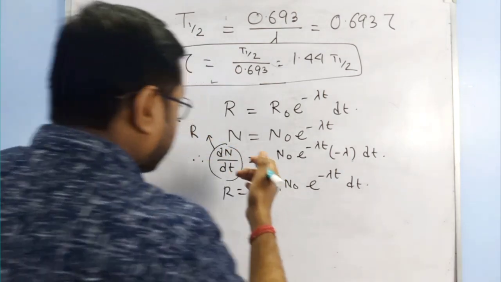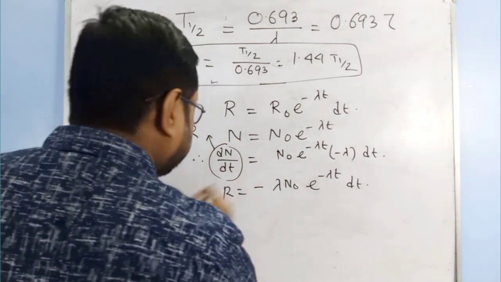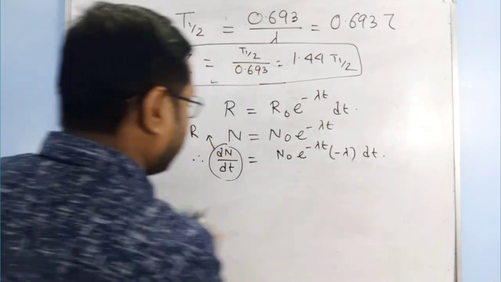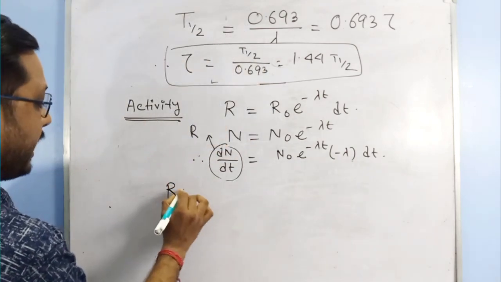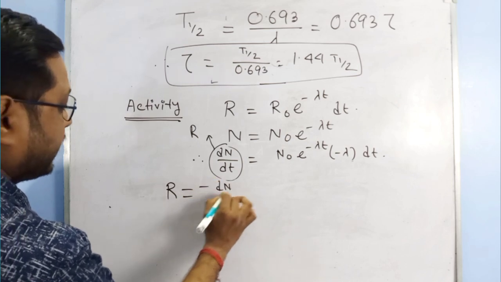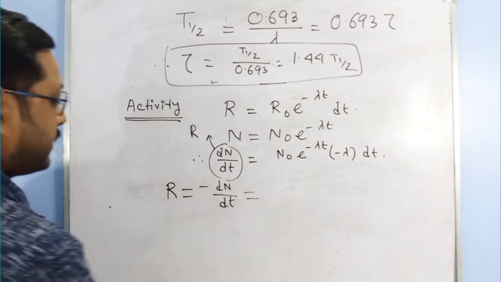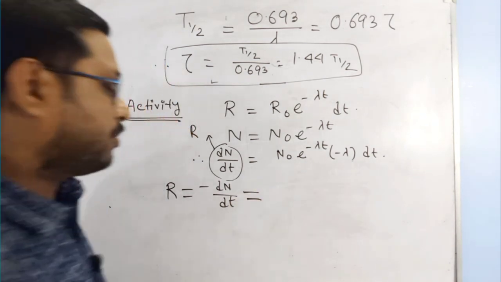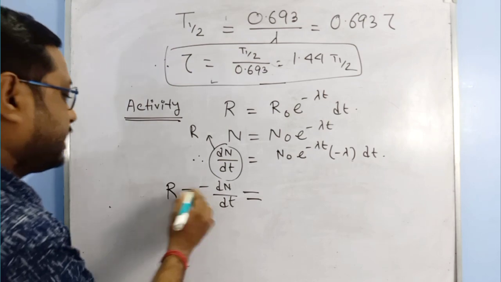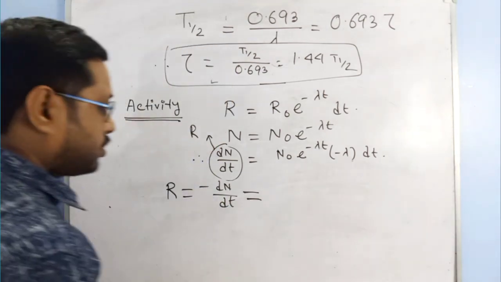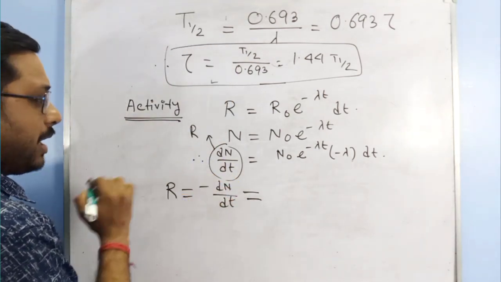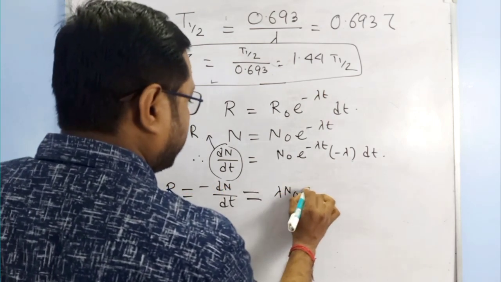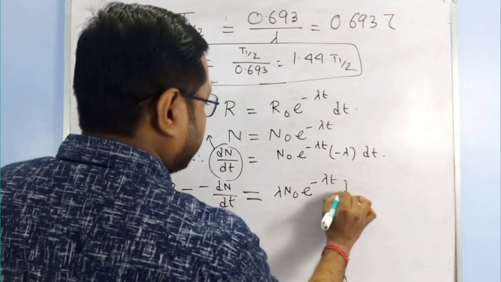Now R is minus dN/dt. The value of R is minus dN/dt, not dN/dt. So activity R equals minus dN/dt, as the number of disintegrations decreases with the passage of time, so a negative sign occurs here. So minus dN/dt equals R, which is equal to lambda N0 e to the power minus lambda t.